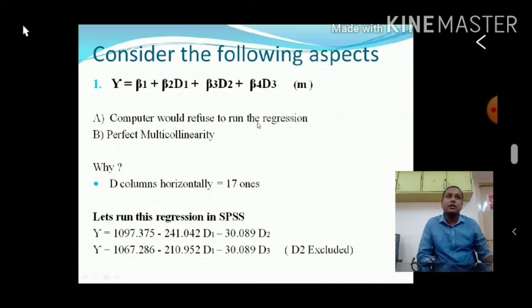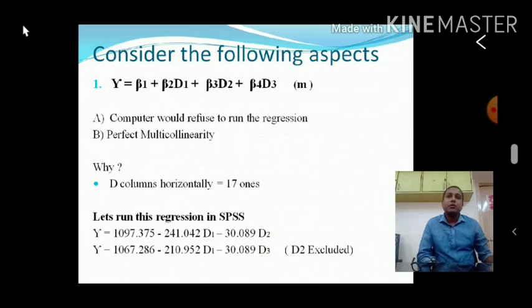The computer would refuse to run the regression. Even if you try, sometimes SPSS will not take it, and you will not get the result. Sometimes you get the result, but because of multi-collinearity, d1 and d2 sometimes may have a relationship, sometimes d2 and d3 may have a relationship. Because of multi-collinearity, one of the dummy variables will be excluded.